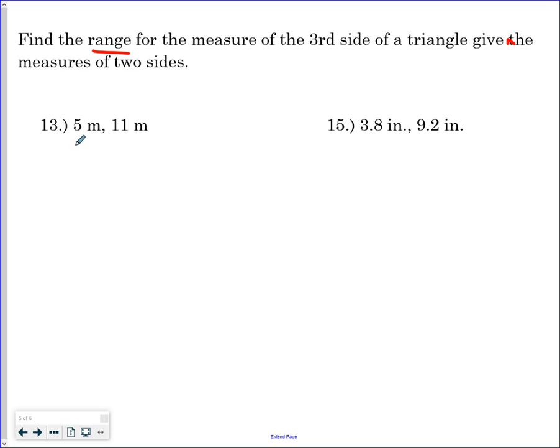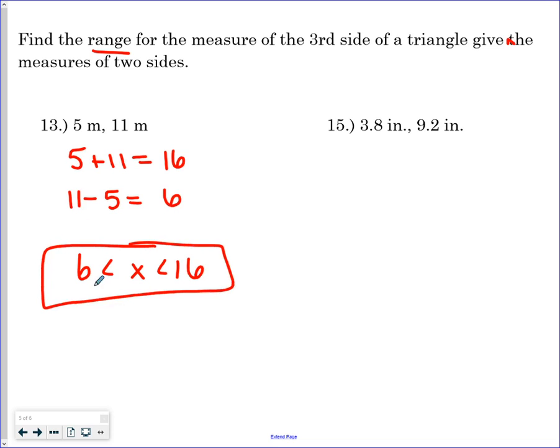So I would say 5 plus 11 is what? 16. So there's one answer in a second. And then 11 minus 5 is 6. So the way we write that in math is like this. That literally says x is between 6 and 16. Or 6 is less than x is less than 16, or x is greater than 6 but less than 16. Those are all the same thing. Does that make sense?